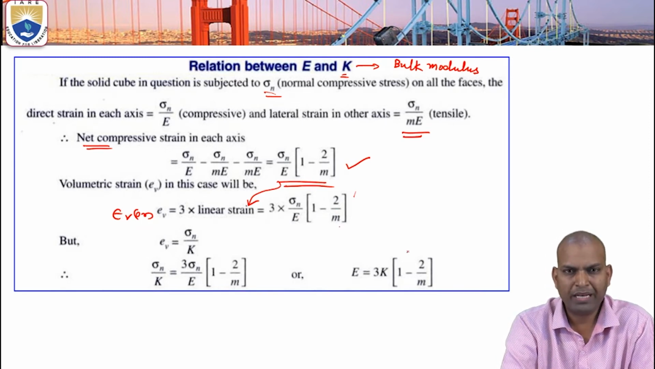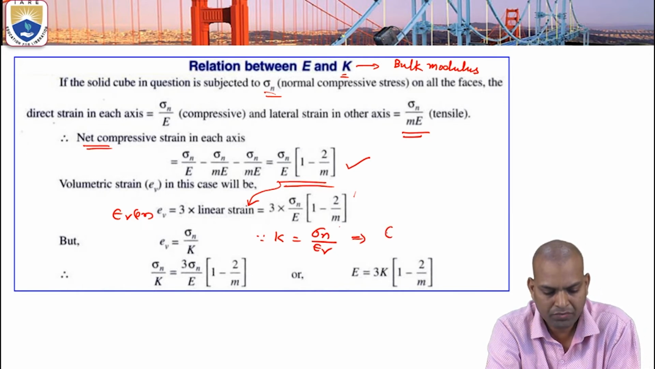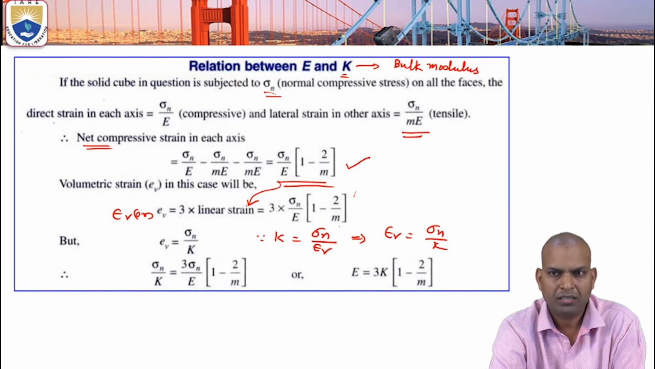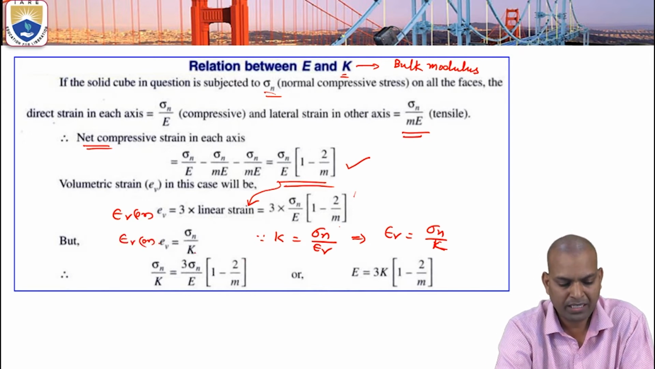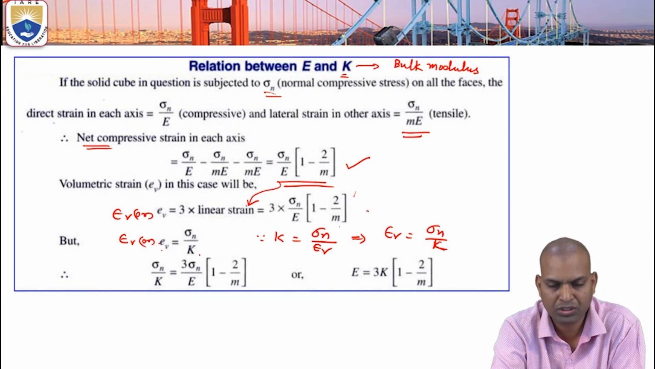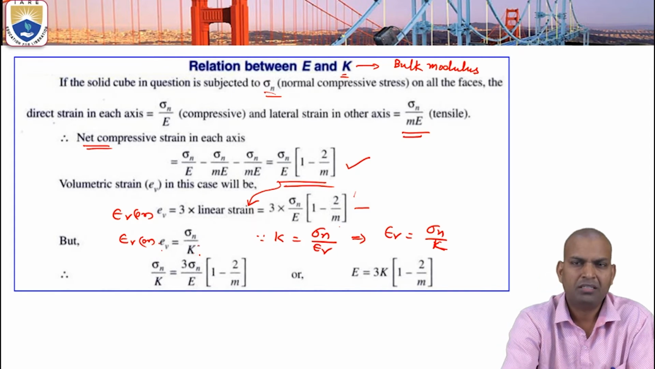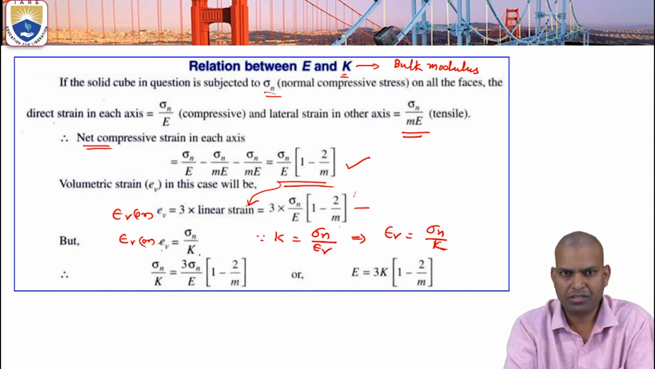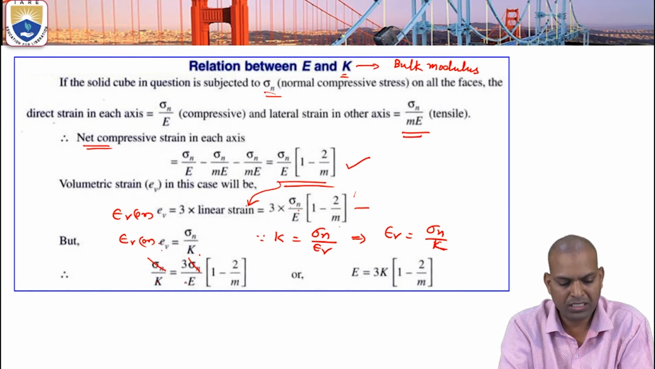Now we know the bulk modulus K equals the normal stress by volumetric strain. From this equation, volumetric strain equals sigma n by K. That sigma n by K is EV or epsilon V. We also know EV equals 3 times sigma n by E times 1 minus 2 by m. So equate these two, since both are volumetric strain. By equating these two, we can obtain the relationship between two elastic constants, E and K. That is sigma n by K equals 3 times sigma n by E times 1 minus 2 by m. Sigma n cancels. Then from this equation, E equals 3K times 1 minus 2 by m.